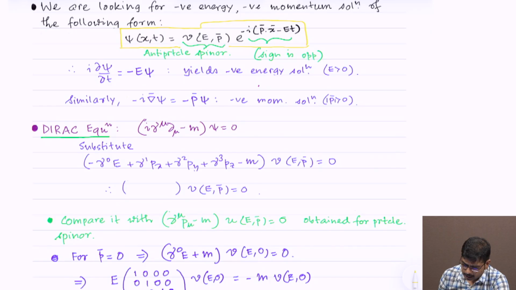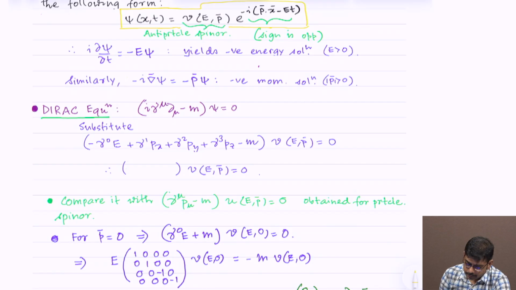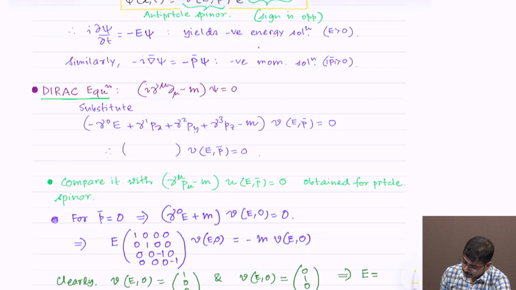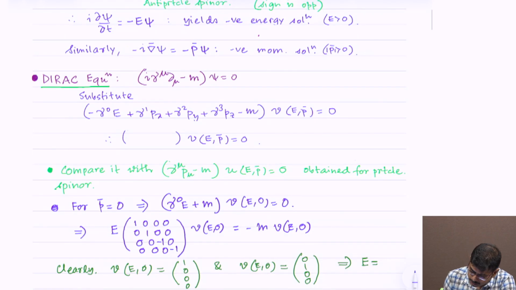Now let's get back to the Dirac equation. The Dirac equation was (i gamma^mu del_mu − m) psi = 0. So let's substitute the antiparticle solution that we obtained into this Dirac equation and see what we get. Of course, we get (−gamma^0 E + gamma^1 px + gamma^2 py + gamma^3 pz − m) v(E,p) = 0. So this is essentially (gamma^mu p_mu + m) v(E,p) = 0.